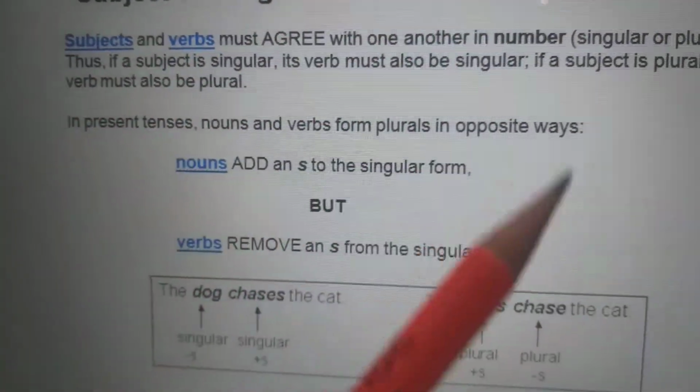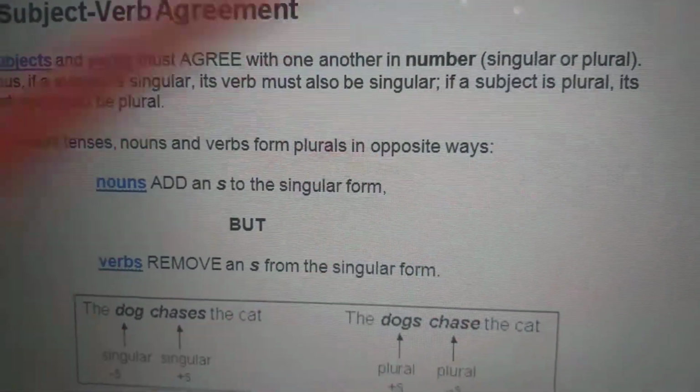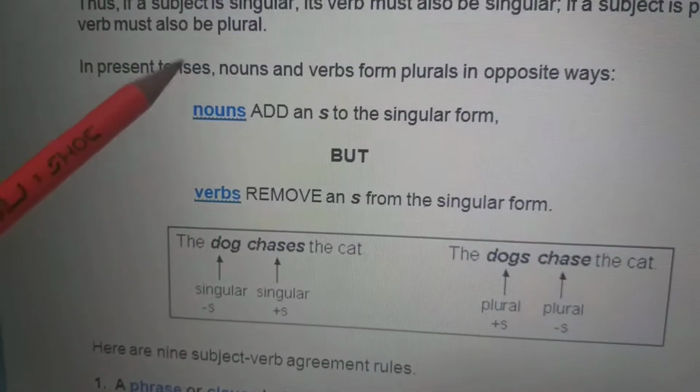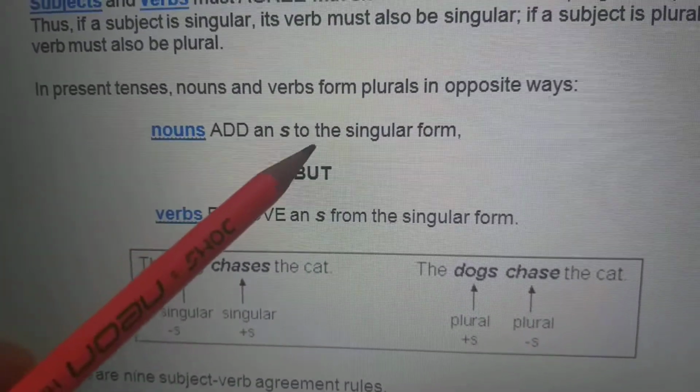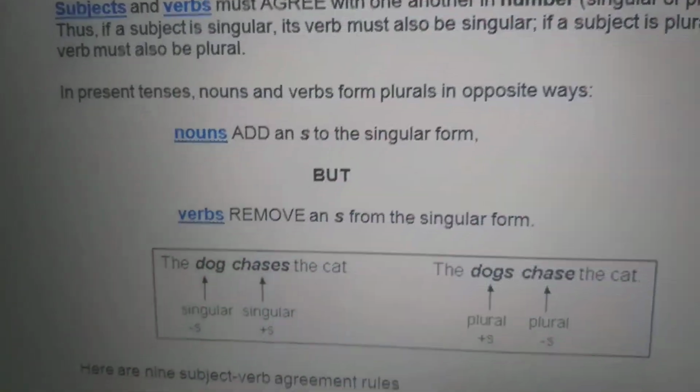Now you know what is singular and plural? Singular means one and plural means many. But in present tense students, it is the opposite way, where nouns add an s to the singular form and verbs remove an s from the singular form.